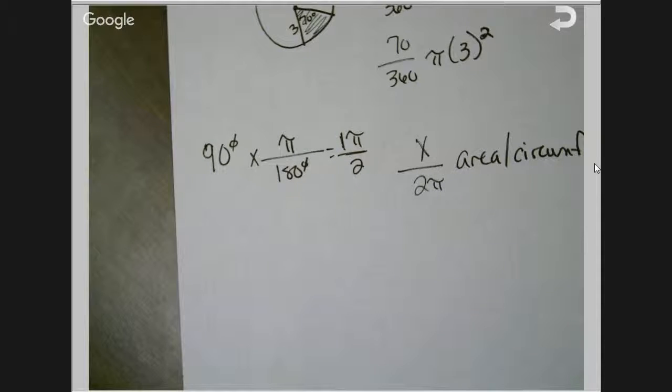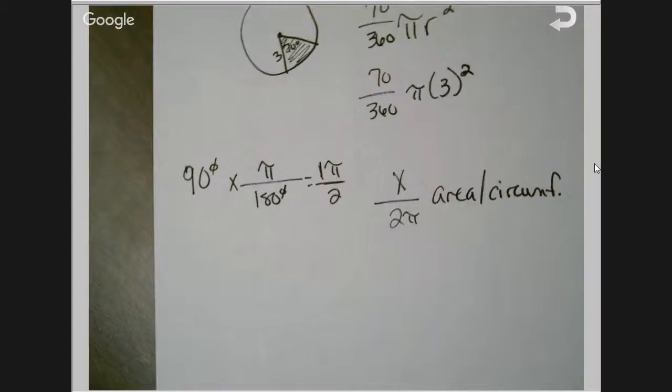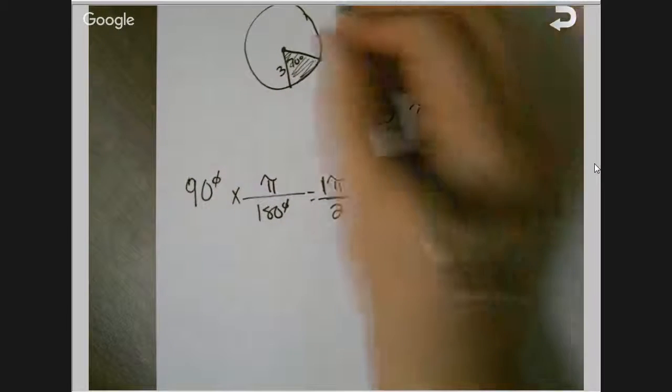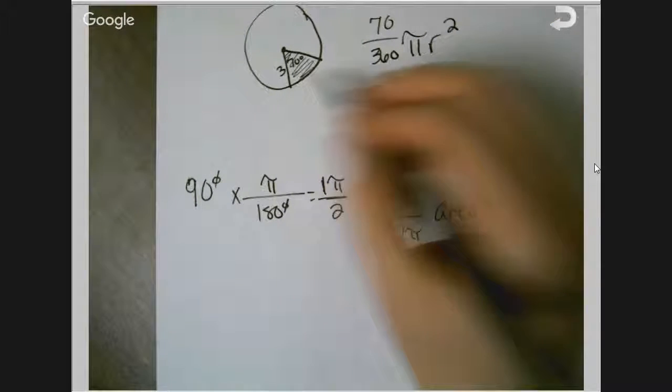Okay, so that covers arc length and our area of sector. Does anyone have a question on either one of those? Okay, wait, what's the pi with the 3 squared? This was, we were solving for area of a sector, right? Are you okay with the 3 being radius?